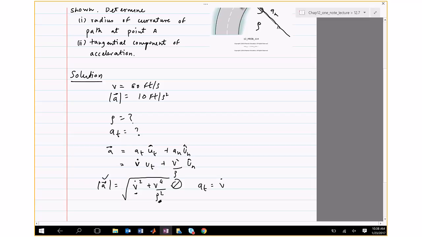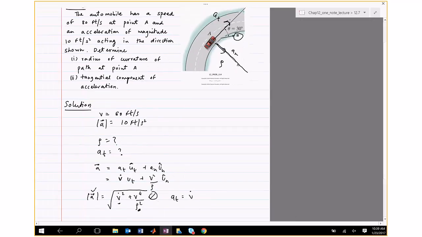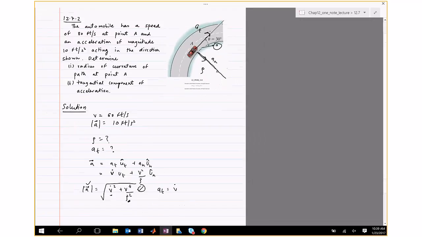So we have one equation, right? And there are two unknowns. You cannot get a unique solution if you have one equation and two unknowns. So we need one more piece of information to solve this problem. So what is that piece of information? Are we given something else we can use? Theta. So we are also given theta, saying that the acceleration vector makes an angle of 30 degrees with the tangential direction.